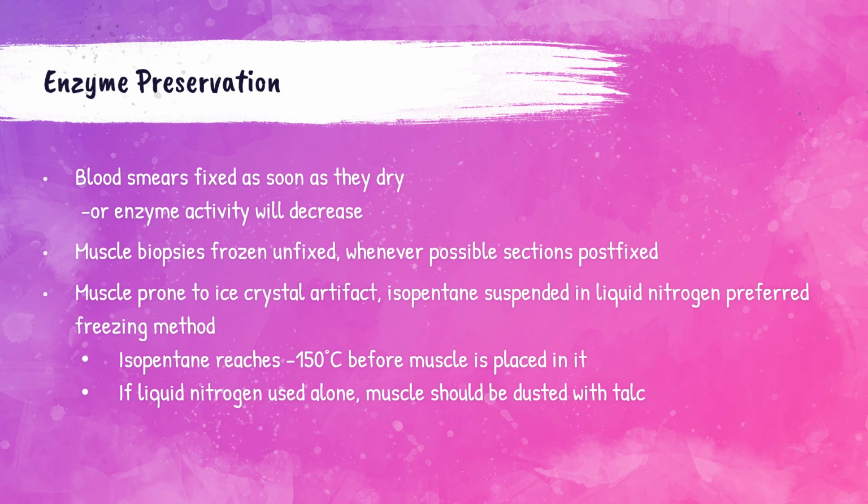The isopentane must reach a temperature of -150 degrees Celsius before the muscle specimen is placed in it. If just liquid nitrogen must be used alone for freezing, the muscle should be dusted with talc, and talc is a mineral powder. If talc is not used and the specimen is put into the liquid nitrogen without it, some gaseous nitrogen will surround the specimen and the freezing will be impeded.